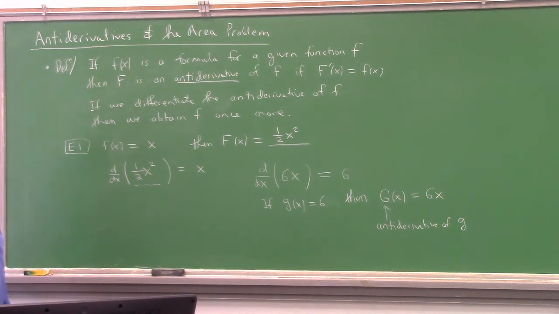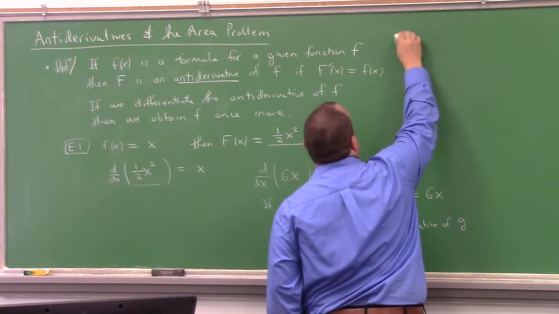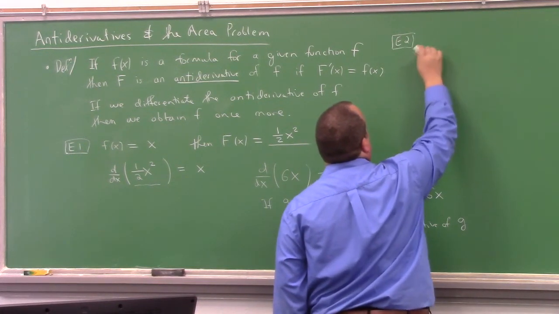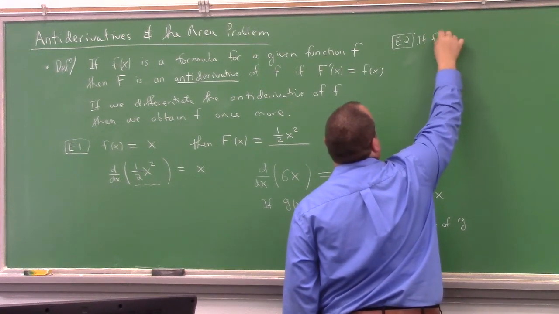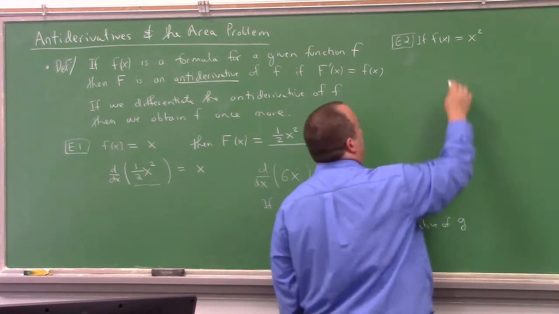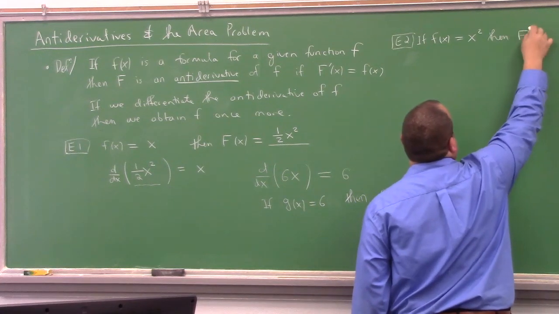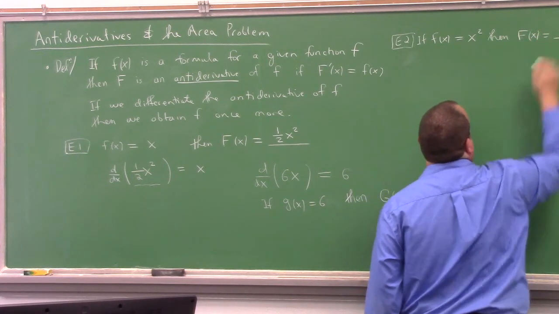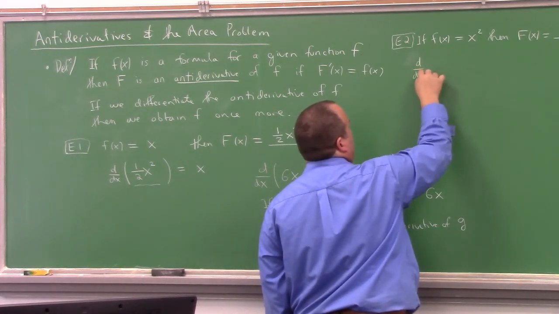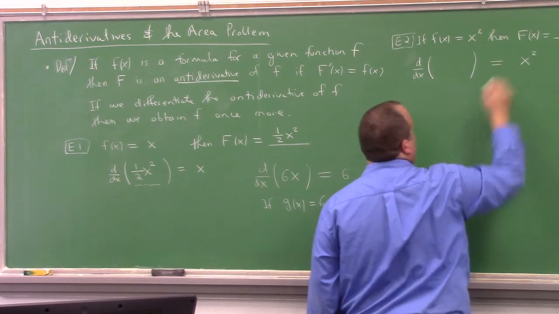Let's do this again. I'll let you see if you guys can play the game here. If f of x is, let's try x squared this time, and I want to find big F, what's big F of x equal to? What can we put there? What's an antiderivative of x squared? We want d dx of something to be equal to x squared. What should we make the something? Fill in the blank.